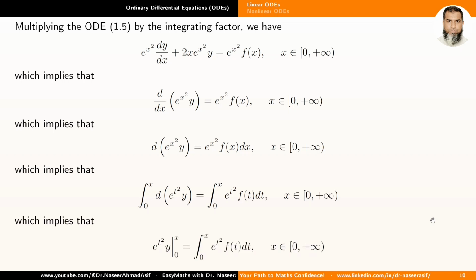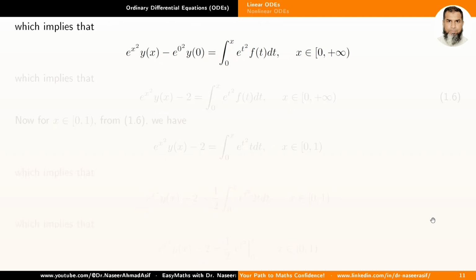So exponential t square into y from 0 to x is equal to integral from 0 to x of exponential t square f of t dt, where x belongs to the closed interval 0 to plus infinity. So exponential x square into y of x minus exponential of 0 square into y of 0 is equal to integral from 0 to x of exponential t square f of t dt. So exponential x square into y of x minus 2 is equal to integral from 0 to x of exponential t square f of t dt, where x belongs to the closed interval 0 to plus infinity.